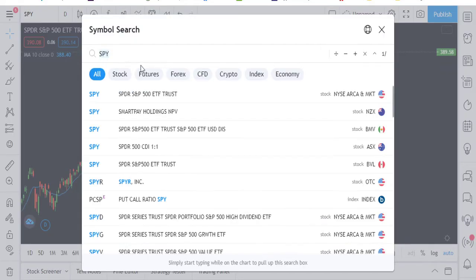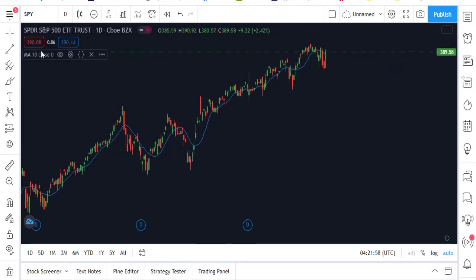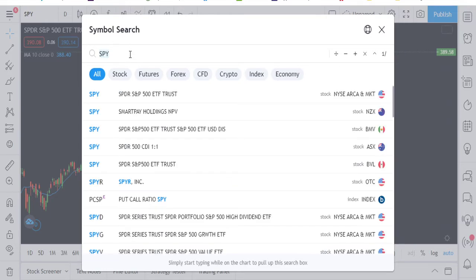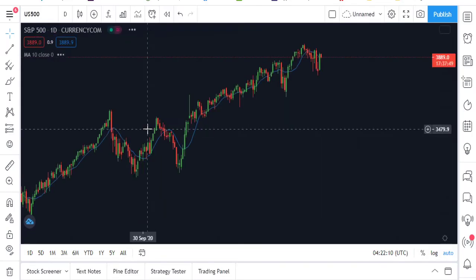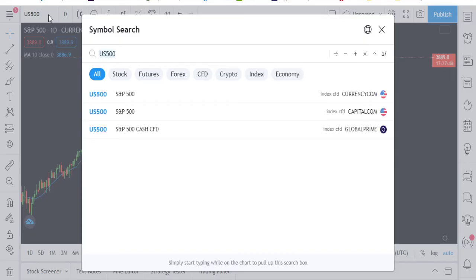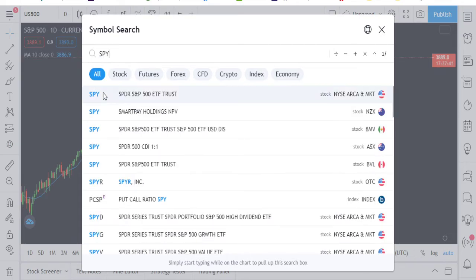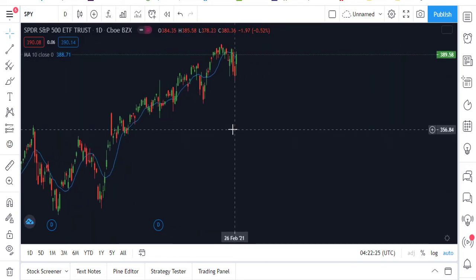So right here it says SPY. This is actually the ETF trust of the S&P 500. We will get into ETFs in another video, but it basically just means exchange traded fund. So if we type in S&P, it'll bring us the US 500. It's the same chart, except you can't actually buy the US 500, so you would go and purchase the SPY, which is sitting at 389. That's the current price of the market.